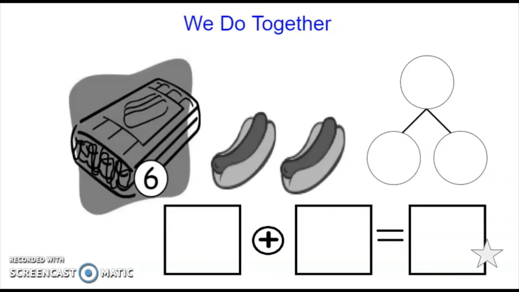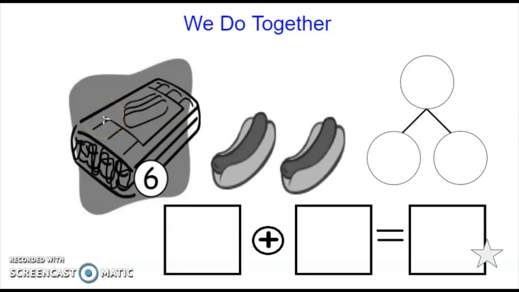Great. Now that I've gotten a chance to show you the teacher model, go ahead and try this with someone at home. Pause right here so that you can do that. All right, so now let's go ahead and try this together. Take a look at the picture. What do you see? What do you notice?